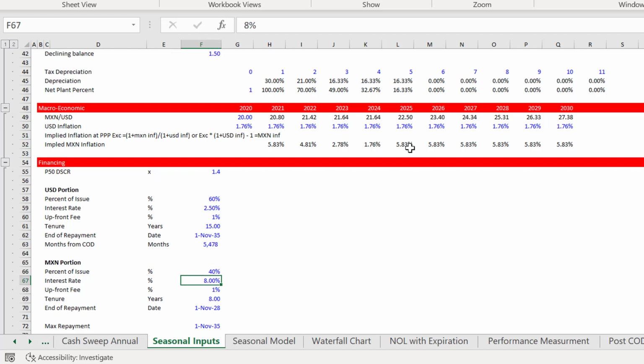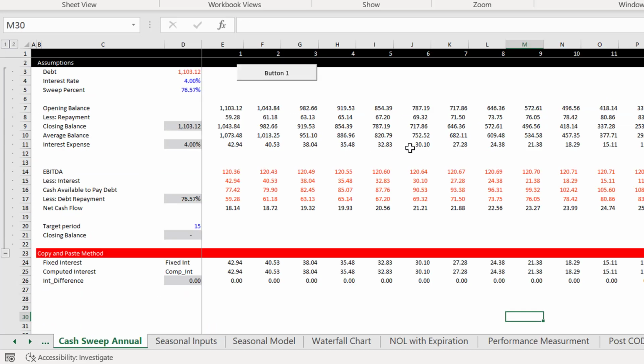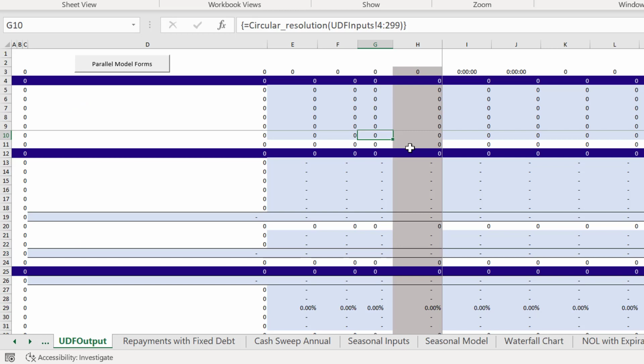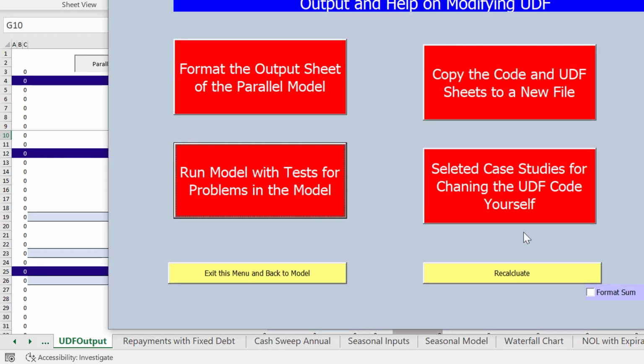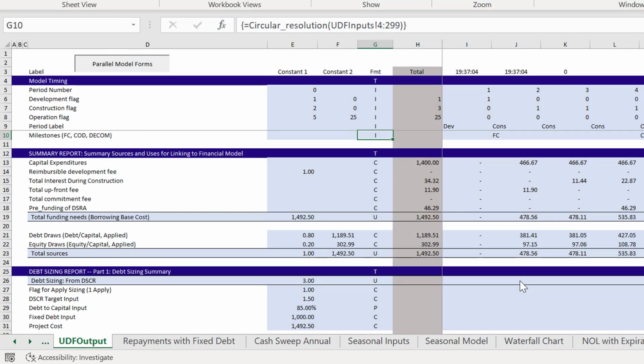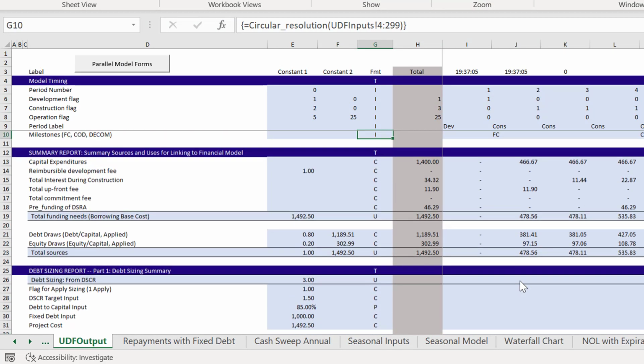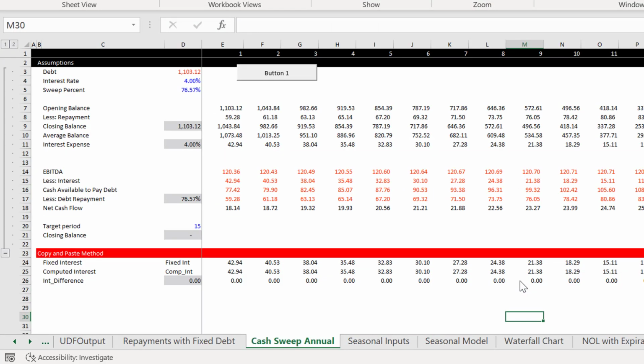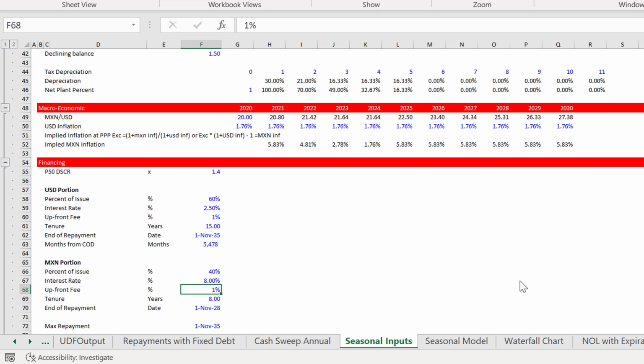Okay, and then we have a higher rate in pesos and a shorter loan. Okay, and now what we're going to try to do is take this 1.4 DSCR and allocate it amongst these two different loans. And that's a tricky issue. And by the way, this issue is fully resolved in our little UDF output, which I have to make sure automatically recalculates as soon as you go to the page. All right, and where was I?